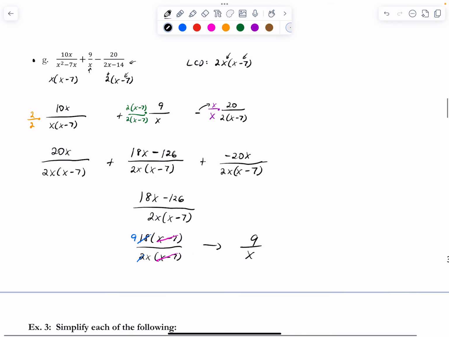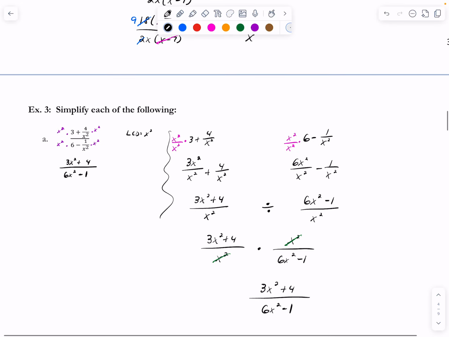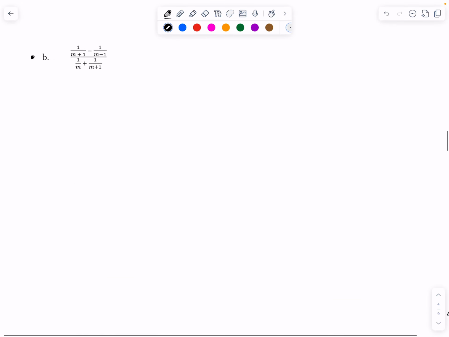All right, so that was actually a lot to just get 9 over x. Okay, all right, let's go ahead and do, I think, our last one. Yes, our last one for the homework. So here's our last one.